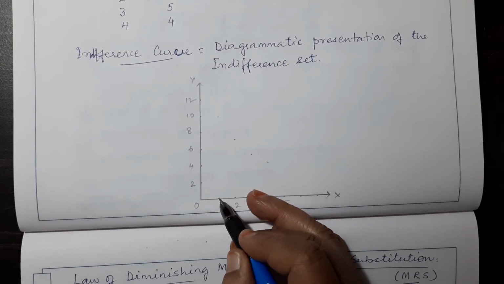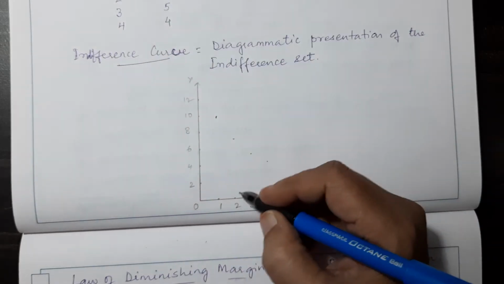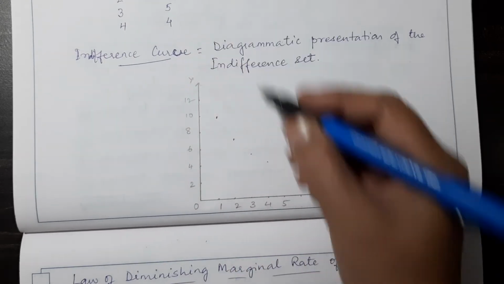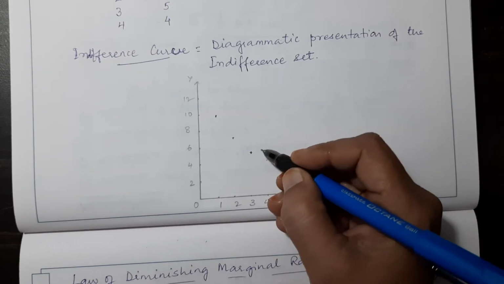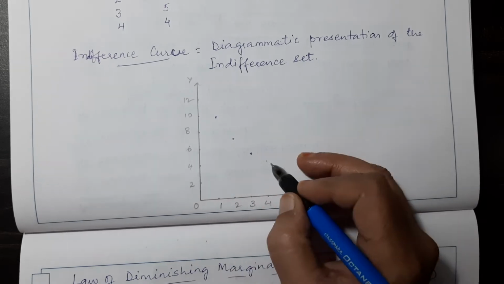So 1 and 10 would be somewhere over here. 2 and 7. So this is 2 and this is 7, between 6 and 8. And 3 and 5. This is 3, and between 4 and 6 we have another point called 5, then 4 and 4, 4 units of x and 4 units of y somewhere over here.